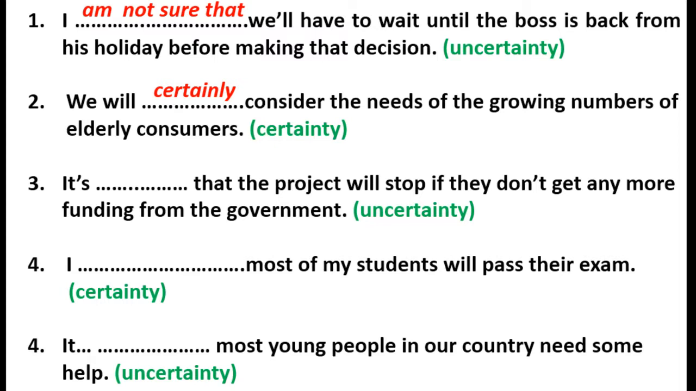Sentence 3. It's that the project will stop if they don't get any more funding from the government. Uncertainty. It's possible, or it's likely that, or it's uncertain that the project will stop if they don't get any more funding from the government.